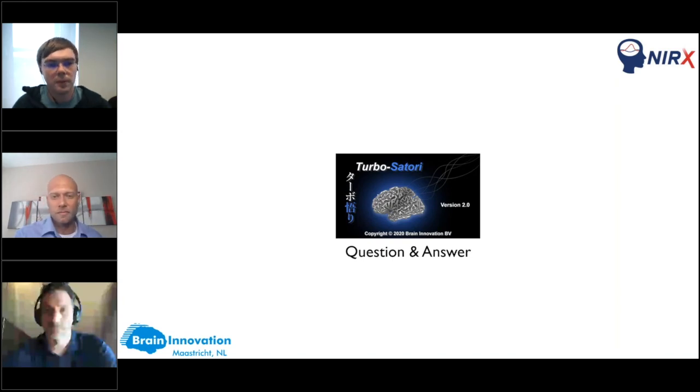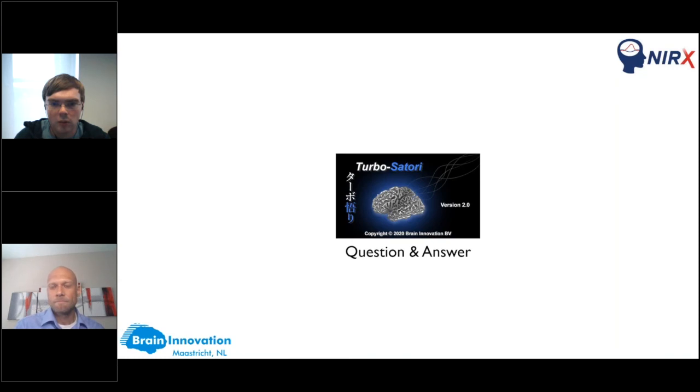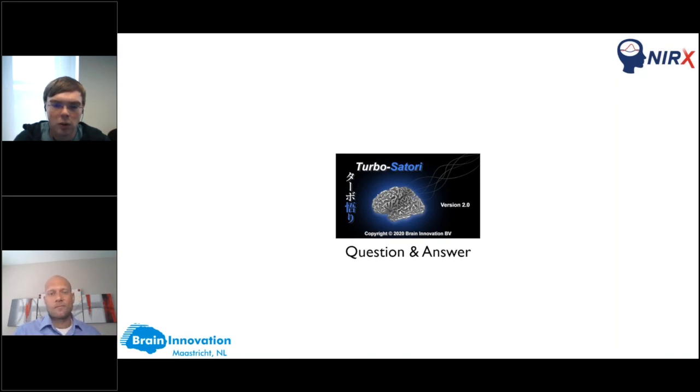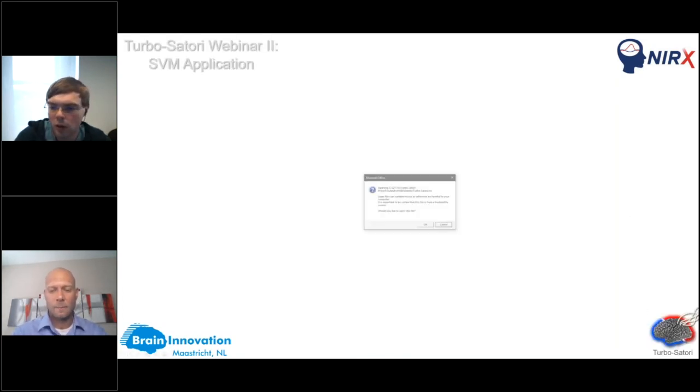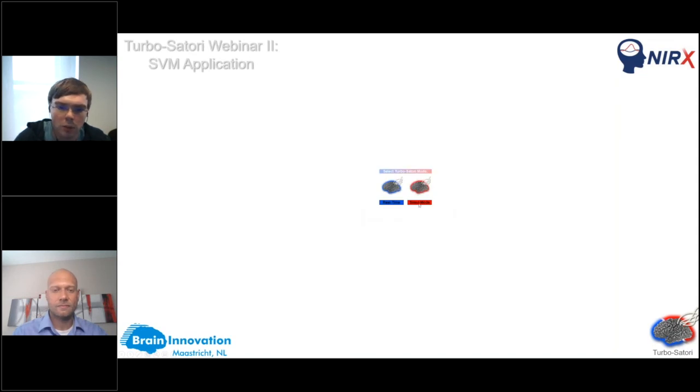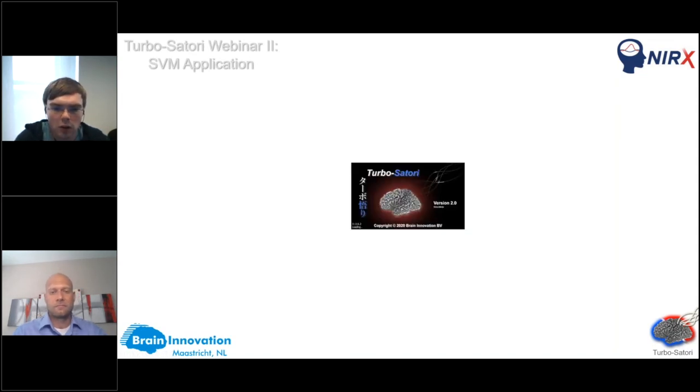But moving forward, the first one on our list here is, can a single PC handle both data acquisition, so NIRstar, Aurora, and the BCI computations of Turbo-Satori in real time? And if so, would that be suggested? So in general, you can use one PC to do both recording and calculation. You should just take care, as I said, that in Turbo-Satori you see the calculation times that are available.